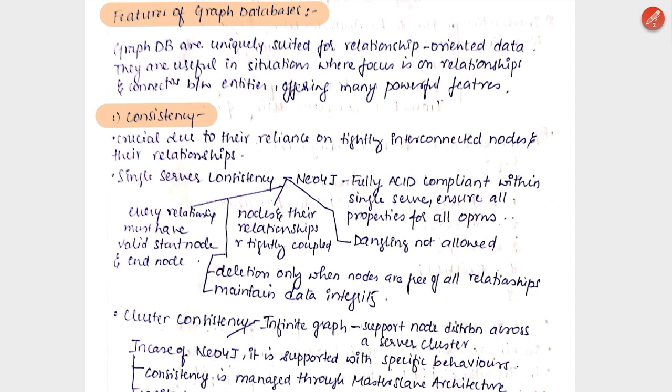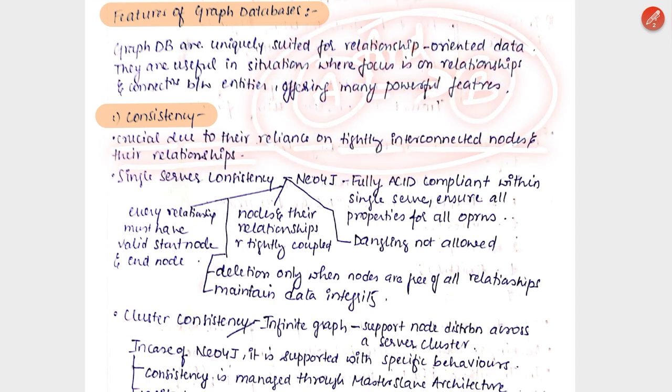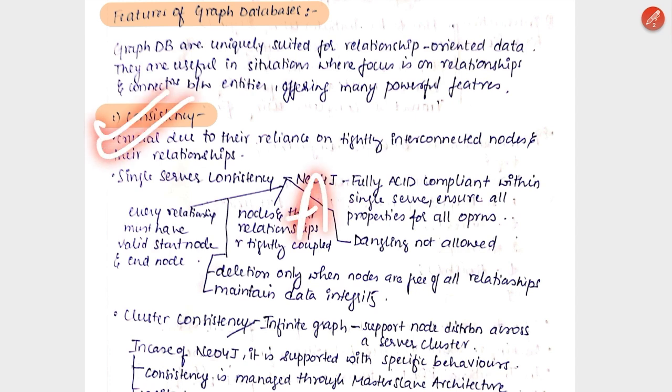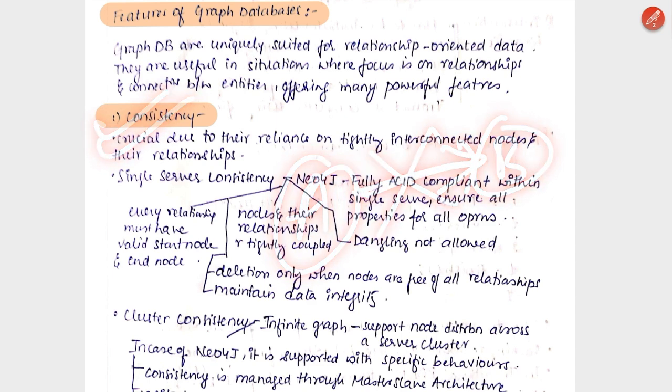So consistency is very important because it is very critical due to their reliance on tightly intercoupled nodes and their relationships. So we can say that A and B are tightly coupled with each other. A is a friend of B, so this is tightly coupled, it cannot be changed further. Okay, so that way they are tightly coupled, and consistency is very important. So if this relationship gets altered, or if this connection gets altered, it becomes inconsistent, right? So we may not be able to get the data or understand what the insights from this data are. So that's why consistency is very important.